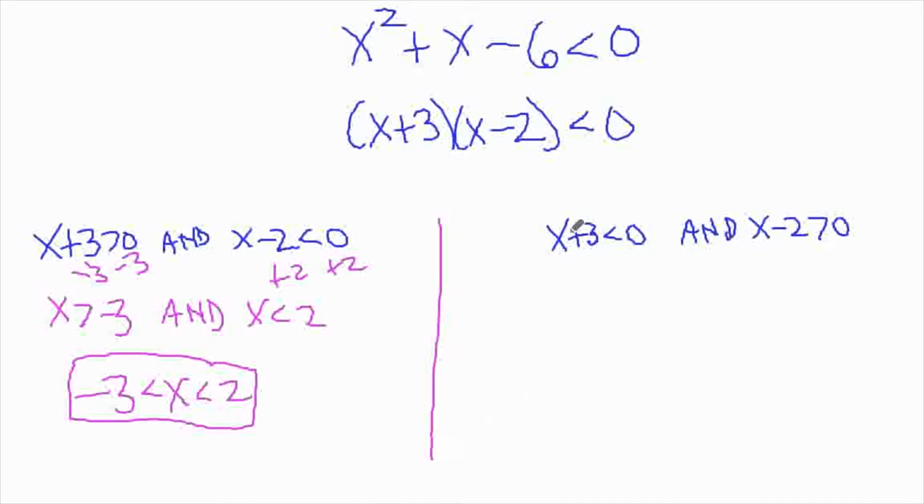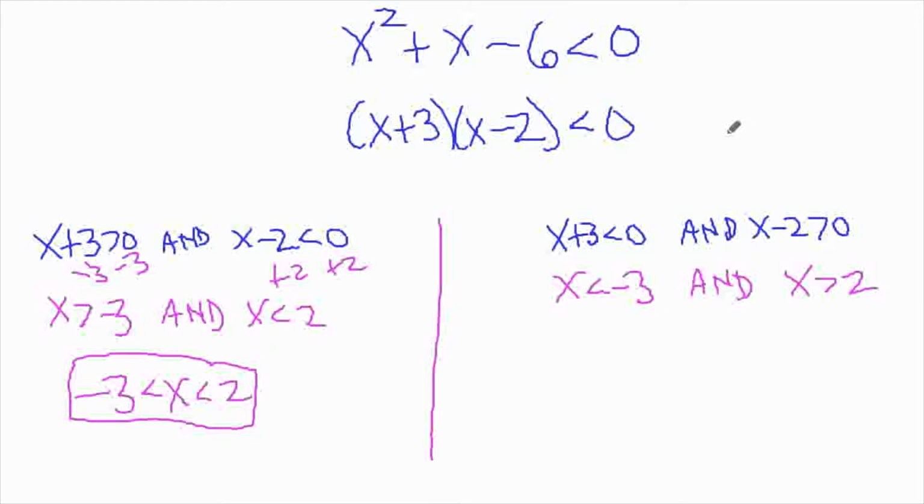Now let's do the second case. X is less than minus 3, but also x is bigger than 2. Now let's be clear. It's "and" means something different than "or". I'm not saying either the first inequality is true or the second. I'm saying they both have to be true. Let me ask you a question.